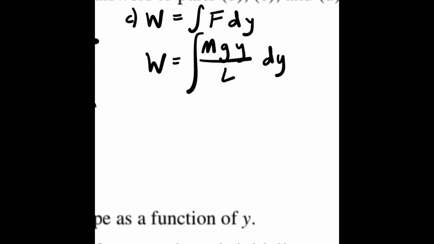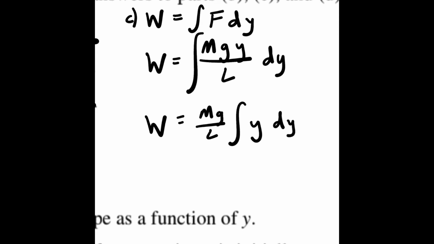And now we just need to solve this integral out. All right, so mg and L, those are all constants. Makes our life easy, right? So work is going to be equal to mg over L times the integral of y dy. That's a really easy integral.